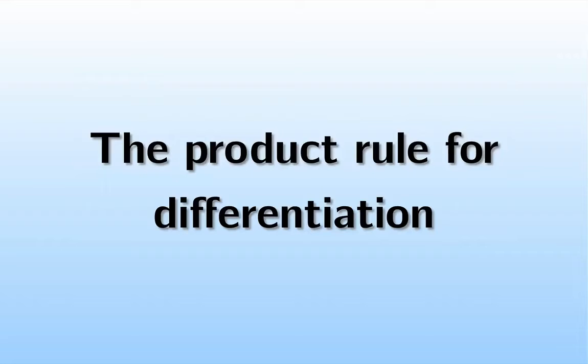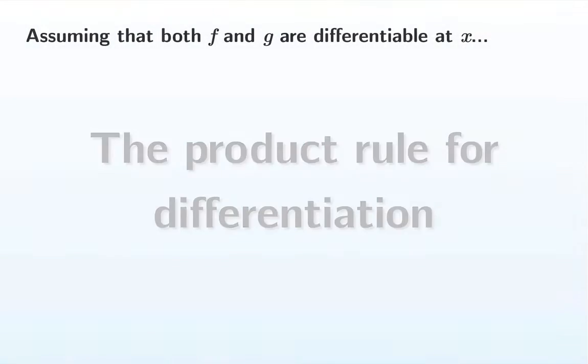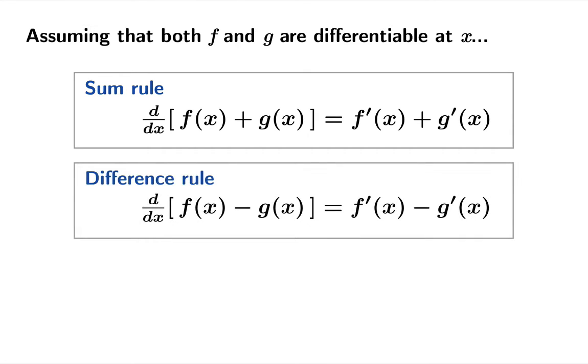In this video, we're going to explore the product rule for differentiation. Assuming that both f and g are differentiable at the argument x, then the sum rule and the difference rule allow you to find the derivative of f plus g and f minus g very simply in terms of the derivatives of f and g individually. And the shorthand is the derivative of a sum is the sum of the derivatives, and the derivative of a difference is the difference of the derivatives.